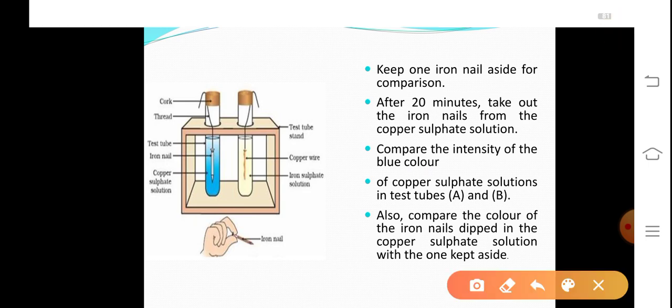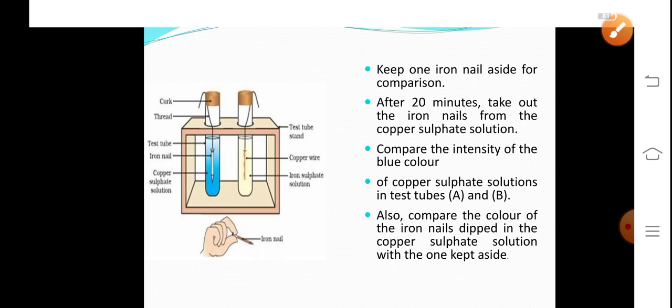Now, also compare the color of iron nails dipped in the copper sulfate solution with the one which is kept aside. So here one iron nail is kept aside. So we will have to compare the iron nails which are immersed inside the test tube with the iron nail which is kept aside.